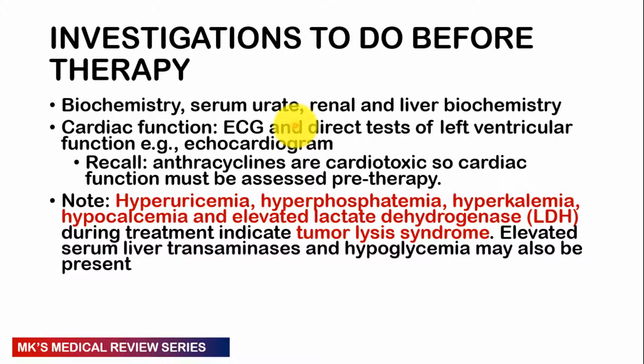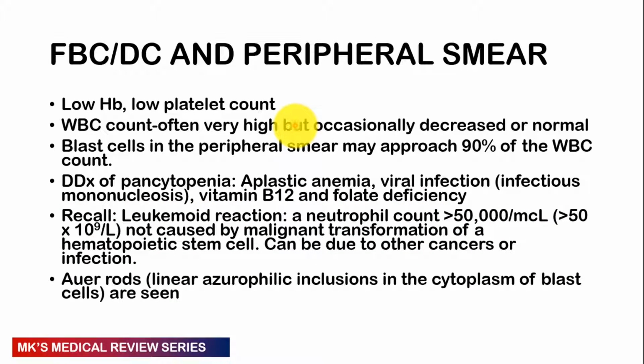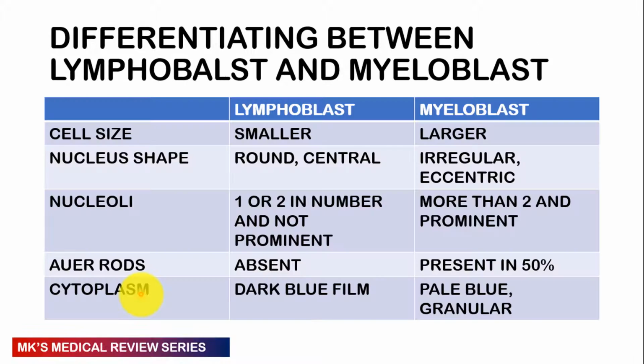Even these investigations are exactly the same features that we saw. The only difference is that here you're going to be seeing the Auer rods in the peripheral smear. This is just to help you note the difference between the lymphoblast and the myeloblast. I hope you can pause the video.